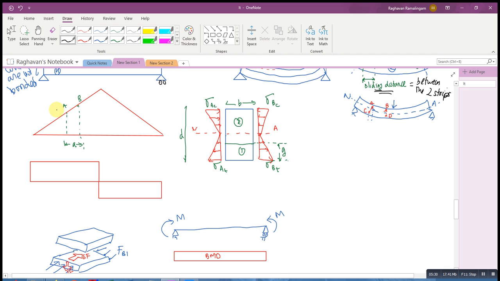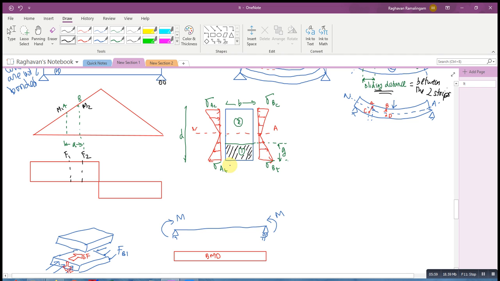And let me say that I have some moment over here and some moment over here. All right. And this is the cross section of the beam, and the neutral axis lies right through the center. Now what I'm doing is I'm going to just cut this beam into two parts, part 1 and part 2.